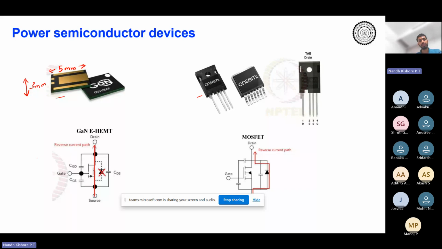This is the size of gallium nitride. Very, very small. If you take this as well, it may be around, let's say, 4 to 5 mm, and this can be somewhere around 7 mm. Very, very small devices, whereas IGBTs come in module packages, and they are very large, right?